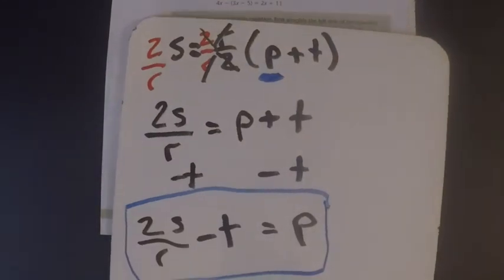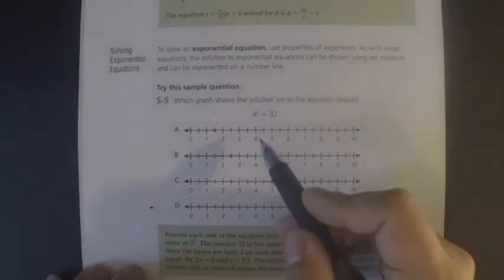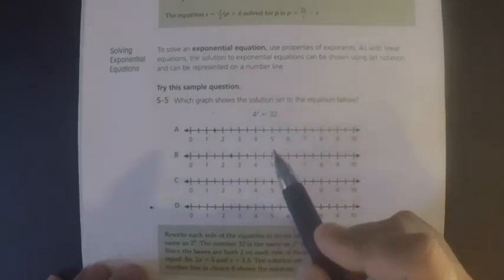Now, the last type of equation that you're going to take a look at here is solving an exponential function. Let's come back in here. So, to solve an exponential equation, use properties of exponents, and as with linear equations, the solutions to exponential equations can be shown using set notation and can be expressed on a number line. So the example they give here is 4 to the x equals 32.